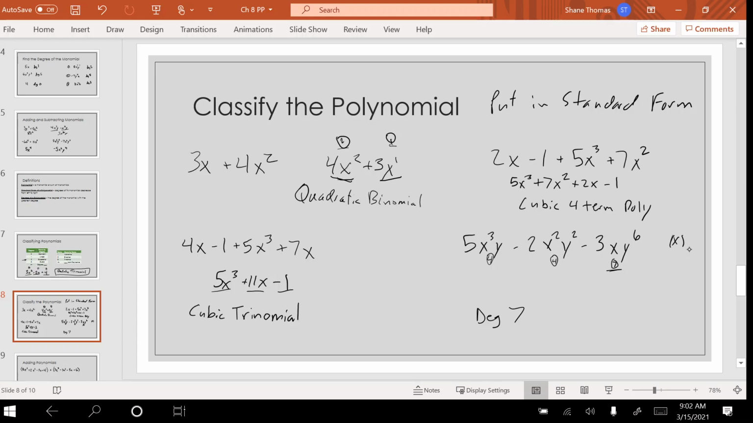How many terms do we have? 3. So it's a what? Monomial, binomial, trinomial, blank term, polynomial. Trinomial. Degree 7 trinomial. Yes. If we did it by y's, then this would be the first one, this would be the second, this would be the third. Yeah, you would just flip the order.